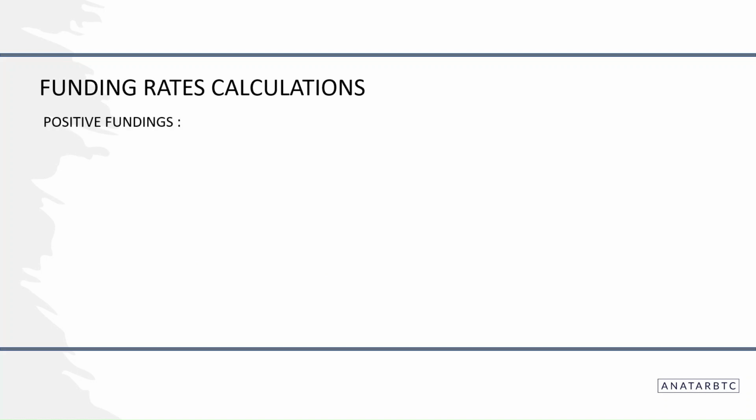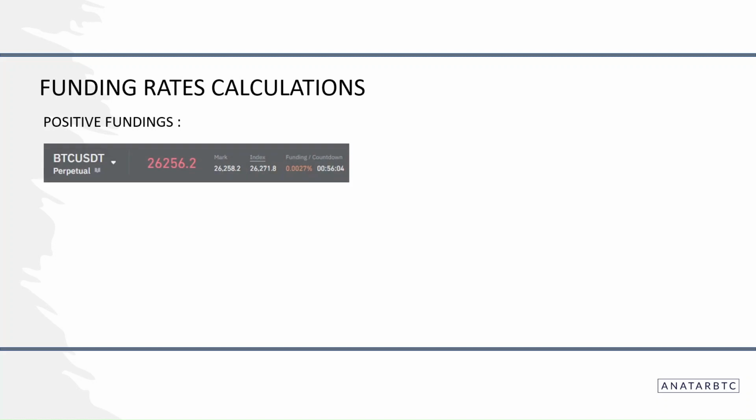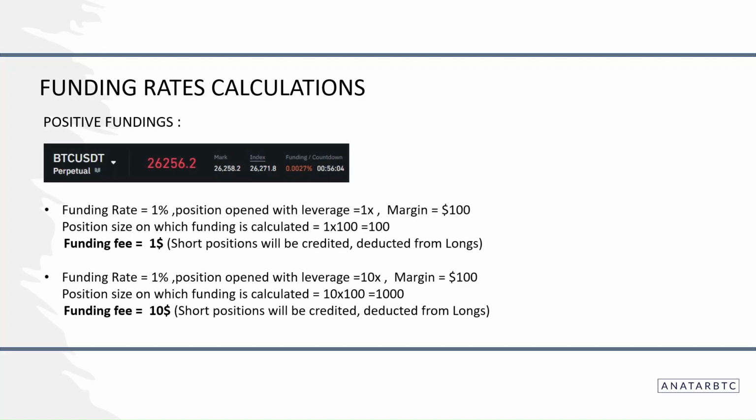Now, how are these funding rates calculated? Let me give you an example. Let's take the example of positive funding first. Suppose the funding rate is 1%, and you opened a position with leverage of 1x only, and you had a margin of $100. That simply means you have a $100 balance in your futures account, using which you are going to open a trade, and you are taking a leverage of only 1x. So the position on which the funding is going to be calculated will be your leverage multiplied by margin, that is only $100. So the funding fee deducted will be 1% of your total size, which will be $1 only.